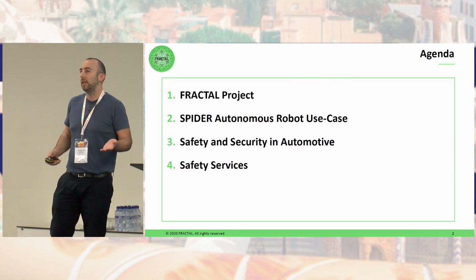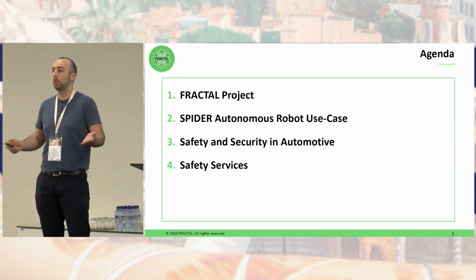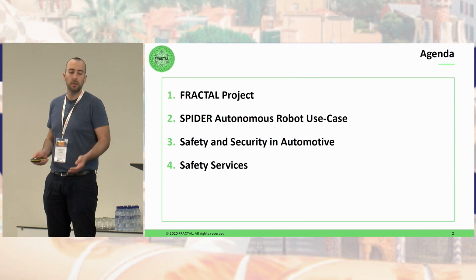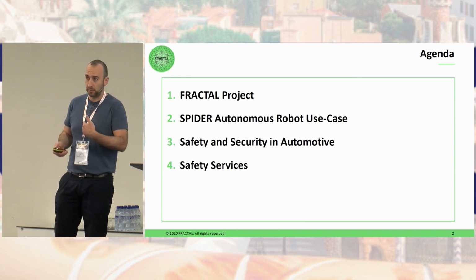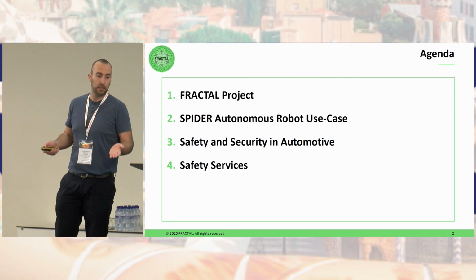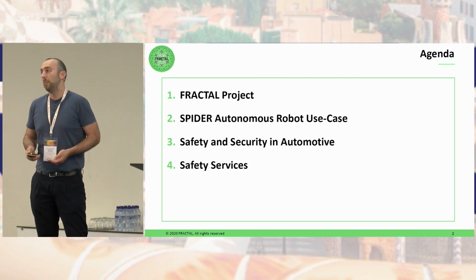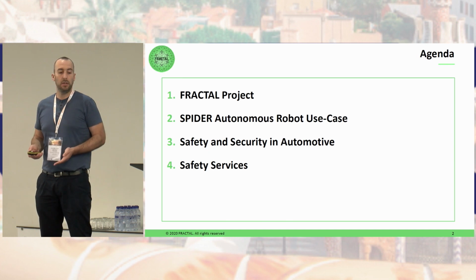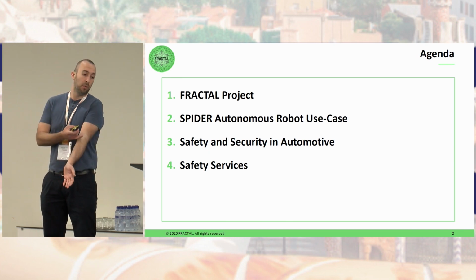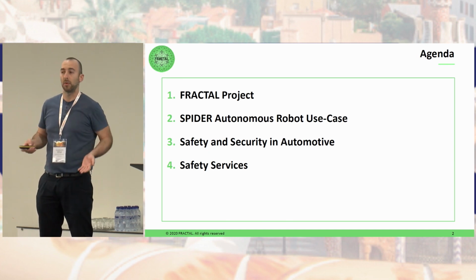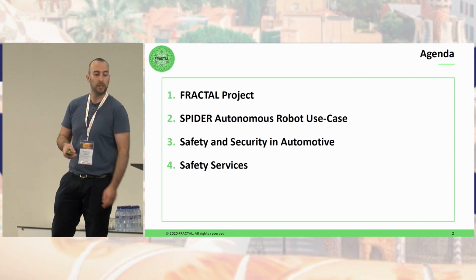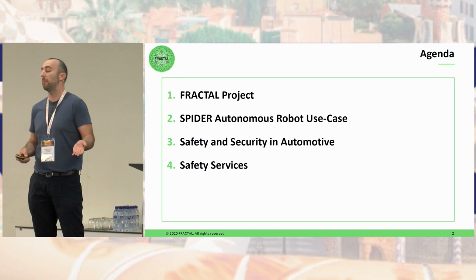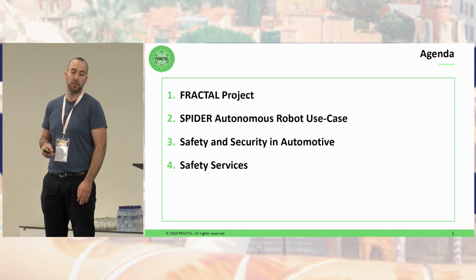What I'm going to present is 4 blocks. First, an introduction of what the Fractal project is. Then, an introduction of our robot, what we use for testing this functionality, the spider. A bit of overview on safety and security in automotive, even though I will focus on safety. If you have more questions later on security, of course, I can address that. And then the safety services we implemented on the specific functionalities on the spider.